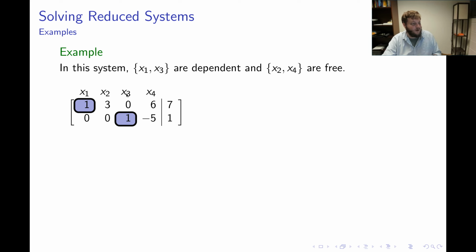The dependent variables here are the ones corresponding to pivot columns. That would be x1 and x3. And the free variables here are the variables corresponding to non-pivot columns. Those are columns 2 and 4.